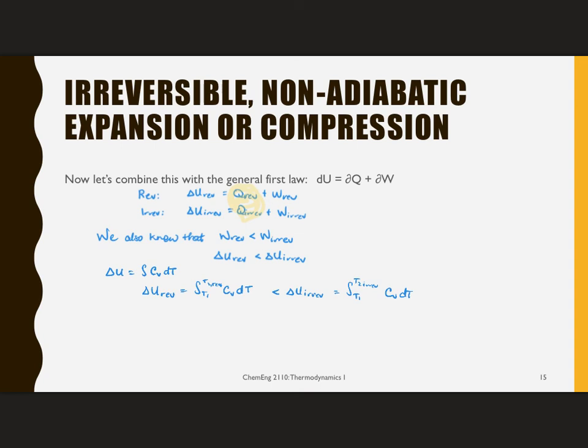And if this on the right is greater than the one on the left, and we know that temperature must be positive and CV must be positive, then what we find is that the only way for this to happen, for CV and T to all be positive, requires that T reversible, the final temperature reversible, must be less than the irreversible. So there would be more temperature change for the irreversible process.